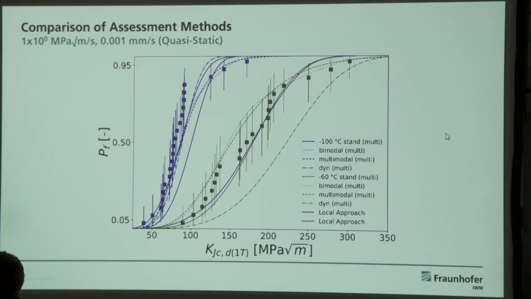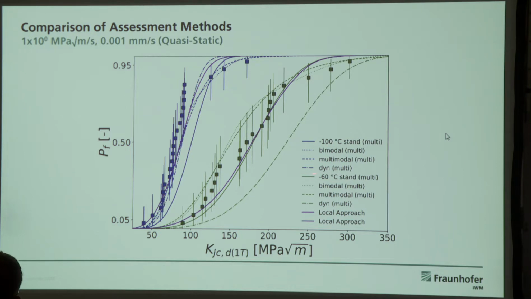Then the inhomogeneity analysis allows us to do bimodal, multimodal analysis. This is the dotted and the dashed line. They're usually very similar and close to each other. In this case, they're up here. So compared to the solid line, we have a better estimation of what's happening experimentally. And what's very important is that we are conservative. For the test series at -100 degrees Celsius, we get a better approximation of what's happening as well.